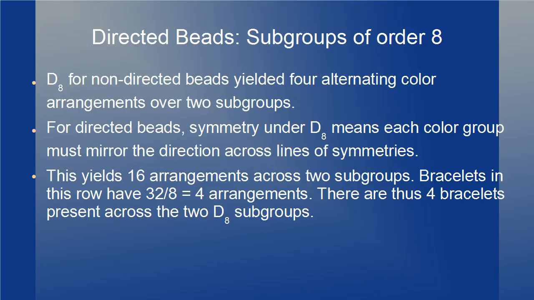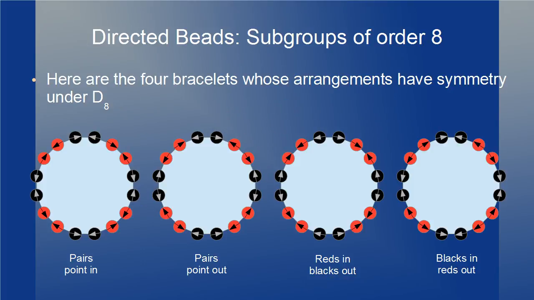With some thinking, we can enumerate the 4, and here they are. Each has a double alternating color pattern, like its non-directed counterpart. Then there are 4 ways to arrange the pairs of arrows to preserve symmetry as shown.